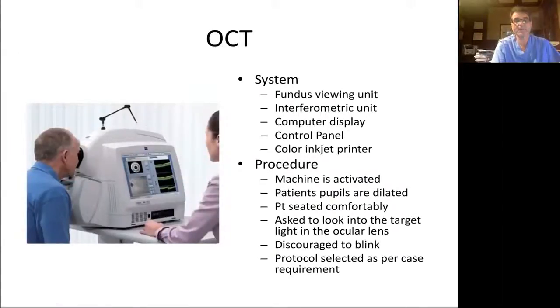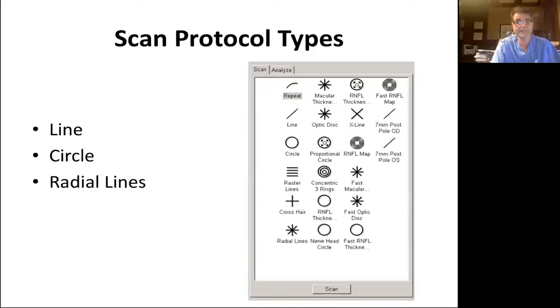As many of you are aware, the system involves a fundus viewing unit with the interferometric unit, computer display, control panel, and printer. Basically, the patient sits comfortably and is asked to look at a target in the system. They're discouraged to blink, and this is a very rapid image acquisition.